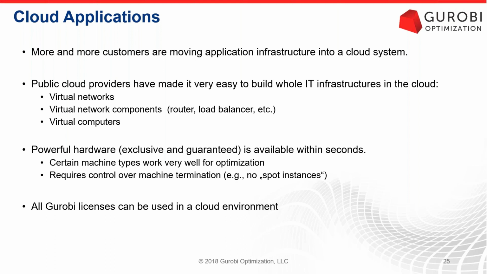And the nice thing is here, no need to buy your own hardware. It's available within seconds, and also for most cloud providers, these machines work very well for optimization. Again, of course, the optimization needs two types of resources, which is CPU and memory. And if both are fast, then optimization usually works very well on these machines. And of course, you need to control machine termination. So in some cloud systems, you get very cheap machines, but you have no guarantee how long they run, for example, spot instances. So this, of course, does not work because an optimization has to finish.